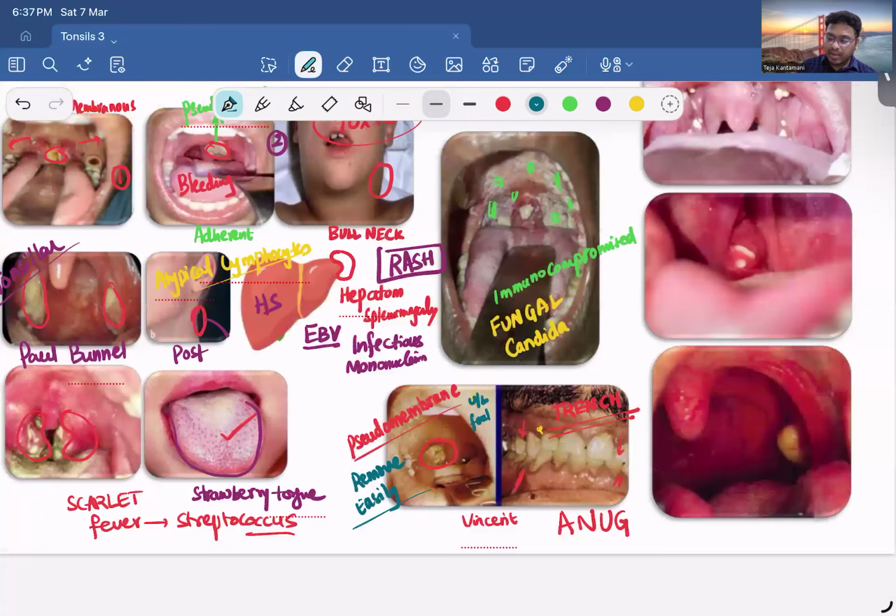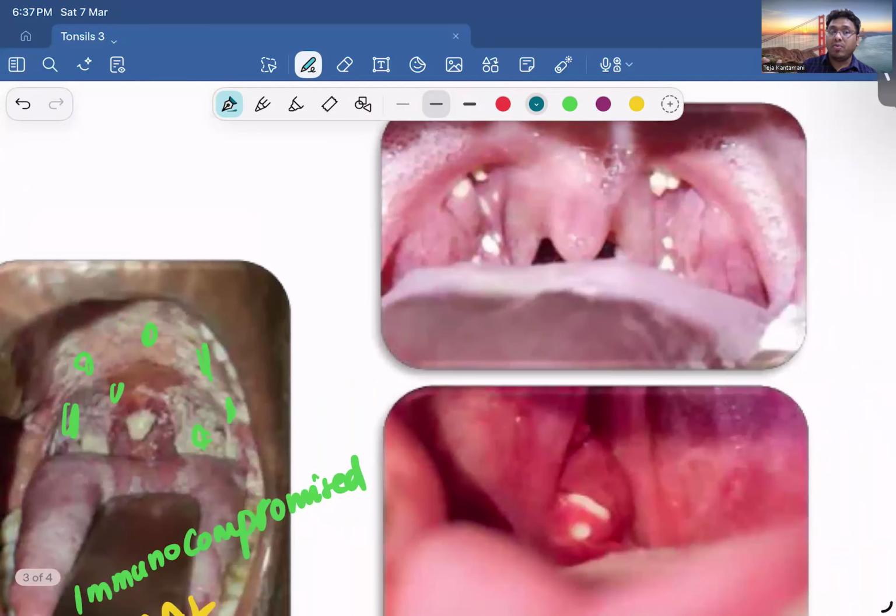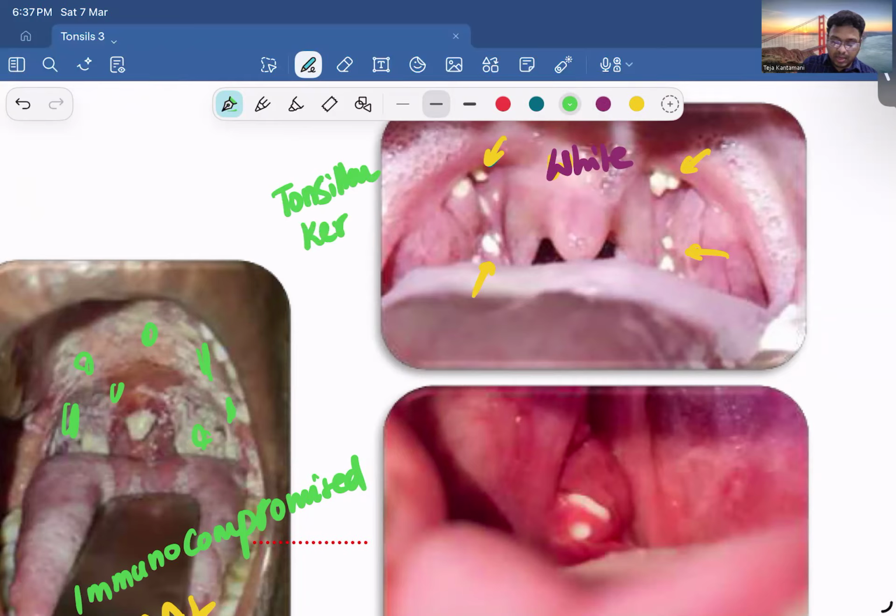Now coming to another 3 important slides which give the picture of white patch. So here you have multiple studded dots which are whitish in color. Actually, they are not pus points, they are white. So this condition is known as tonsillar keratosis. What is the treatment for this condition? There is no need of any treatment. It is just tonsillar keratin accumulation, and you cannot wipe out this keratin. It will fall on its own. No treatment is needed for this condition.